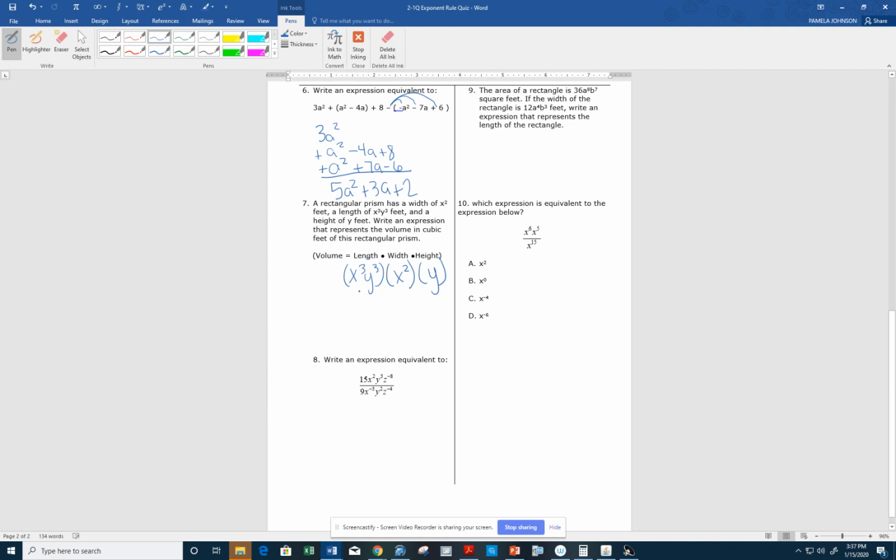Now, to simplify this, I'm going to use my product rule. With my product rule, I'm adding the exponents from the like bases. So x to the 3 plus 2, y to the 3 plus 1. And that's going to simplify to give me x to the 5th y to the 4th.